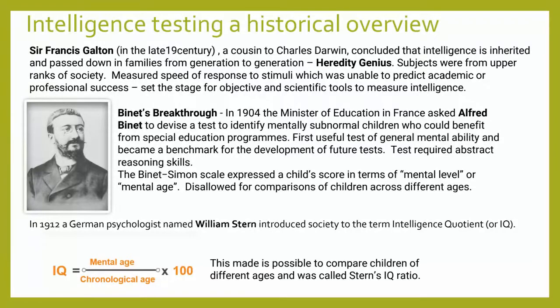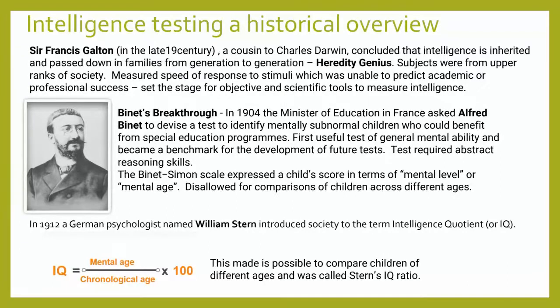So the first breakthrough came, and you might have heard of Binet and his intelligence scale. Alfred Binet was asked by the Minister of Education in France to develop a test that looked at children and established whether they were normal or subnormal and whether they needed to go into special education programs. So he developed the first useful test of general mental ability, and his test became the basis for the development of future IQ tests.